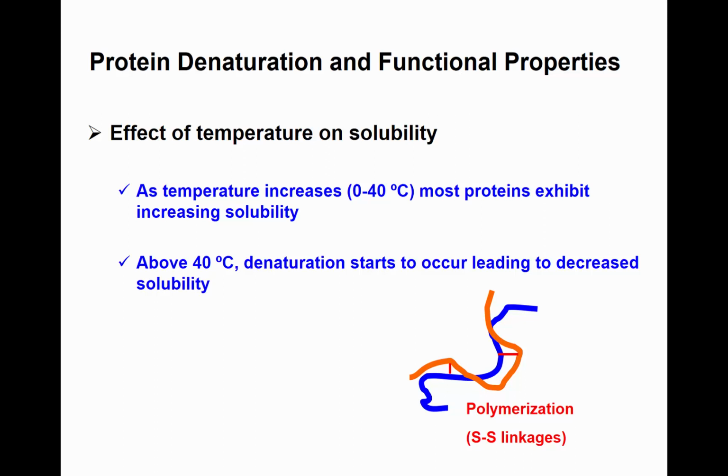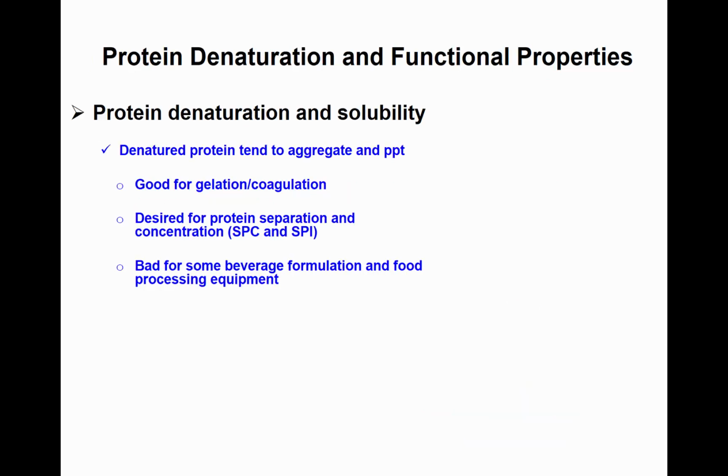And another factor is disulfide linkages. Not just hydrophobic interactions are promoted with high temperature, also disulfide linkages, if you have sulfhydryl groups, are promoted, and you get polymerization and irreversible denaturation or polymerization. So denatured proteins tend to aggregate and precipitate.